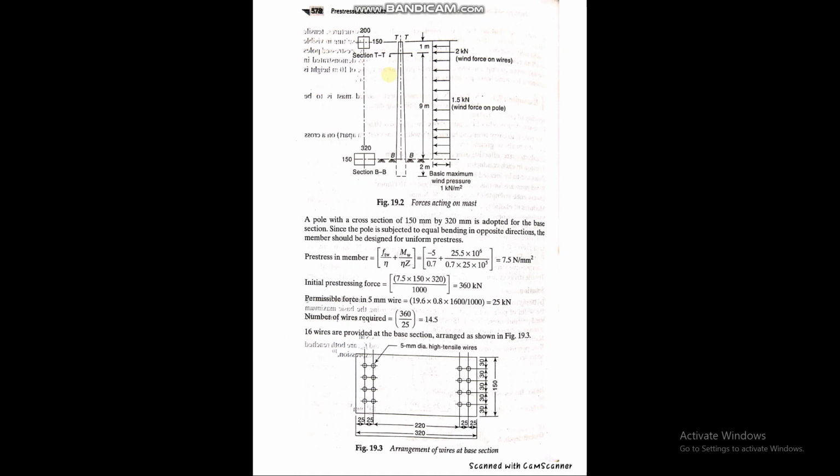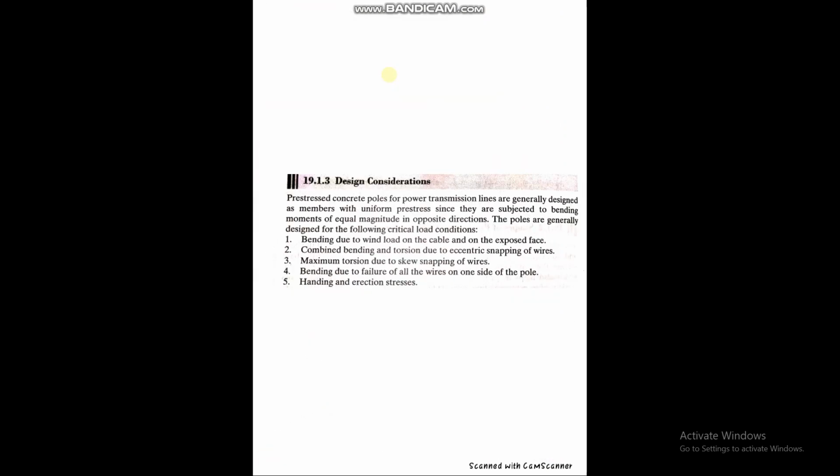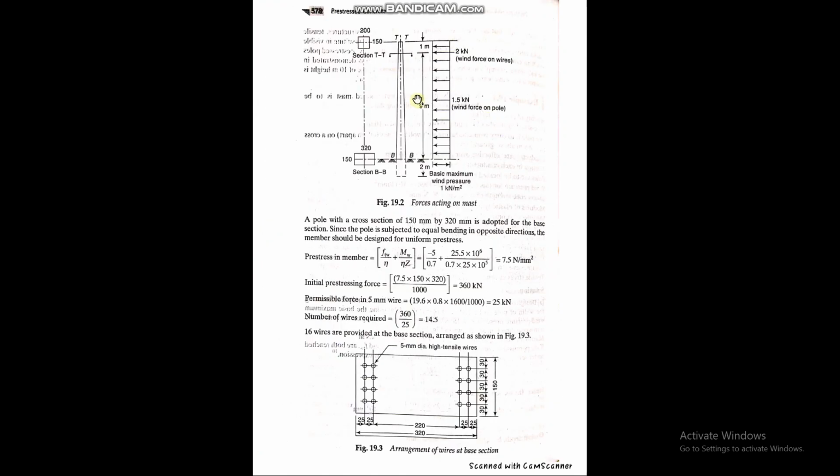So today we are going to design, and what are the main design considerations that I just discussed? Obviously bending due to wind load on the cable and the exposed face. One more thing I missed is wind load on the cable. I just talked to you about the wind blast, which, in this diagram, is uniformly acting on the exposed face of the prestressed pole.